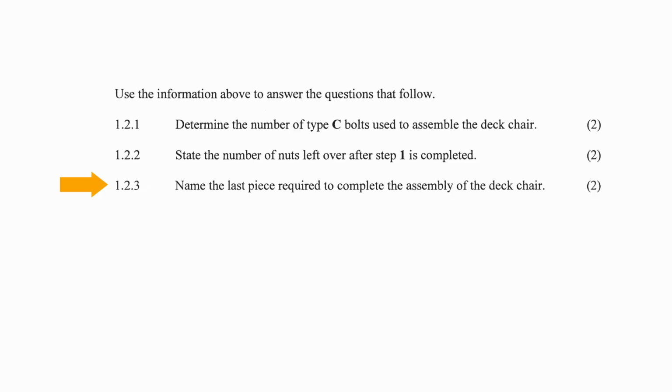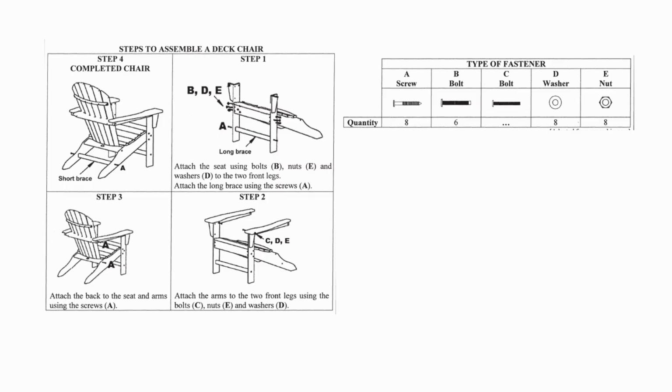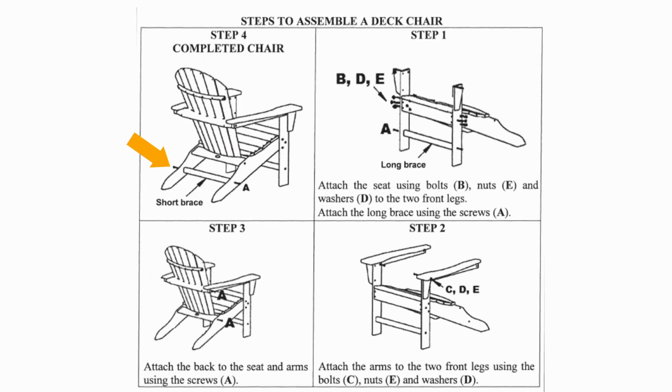In question 123, you have to name the last piece required to complete the assembly of the deck chair. The last piece required to complete the assembly of the deck chair is the short brace.